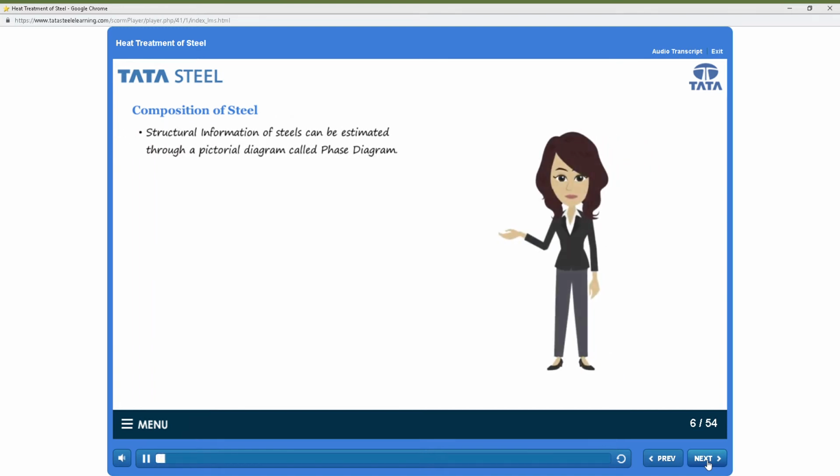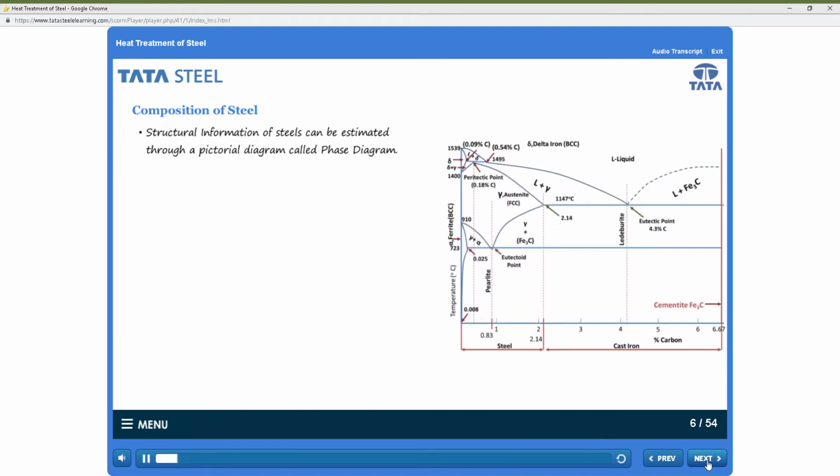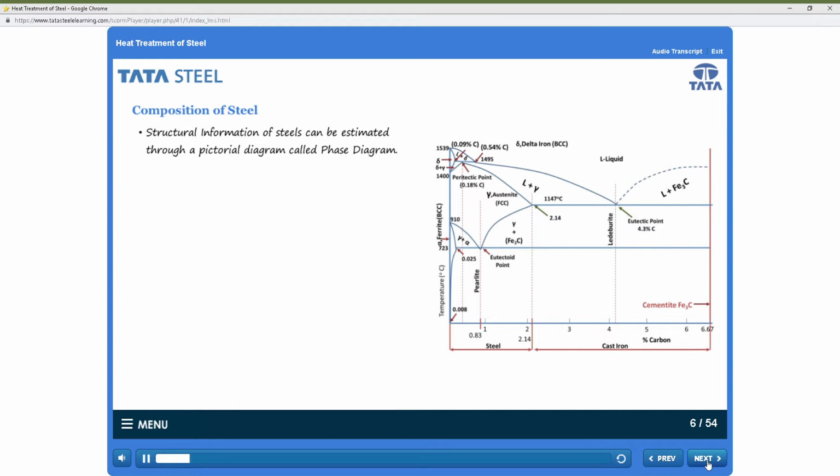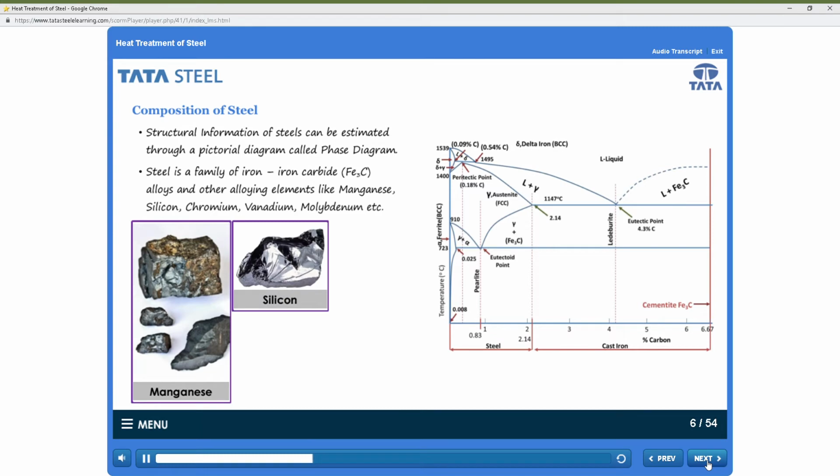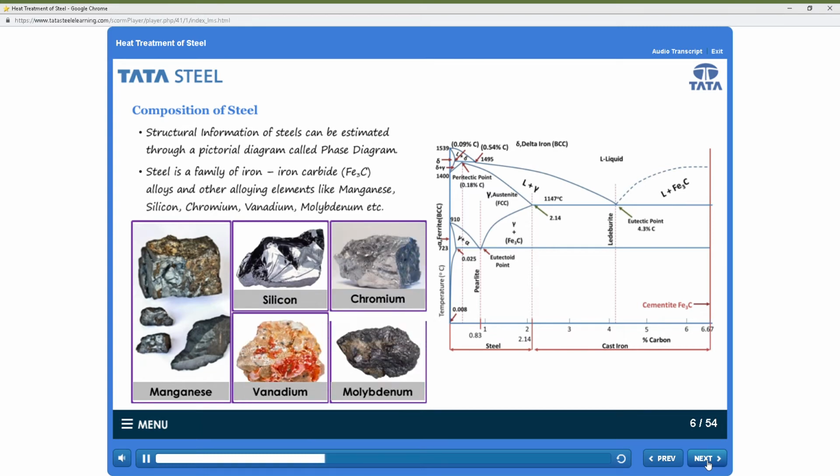Structural information of steel can be estimated through a pictorial diagram called phase diagram. Phase diagram is equilibrium diagram of different phases appearing at different temperatures, and if we change the composition, phase fraction would change as well as different phase might appear. Steel is a family of iron carbide alloys and other alloying elements like manganese, silicon, chromium, vanadium, molybdenum, etc.